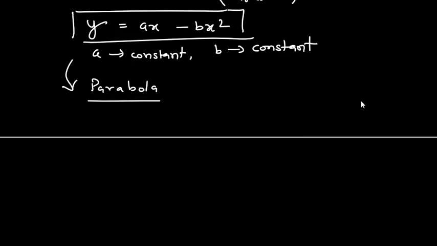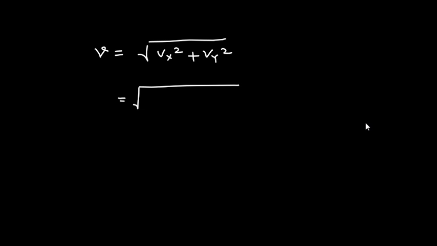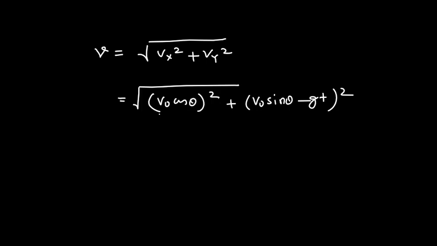Now at any time during the projectile motion, the velocity v can be given by vx square plus vy square, the x component of velocity and the y component of the velocity. If we analyze, the x component or the horizontal component was v naught cos theta, and the y component was v naught sine theta minus gt. All right.